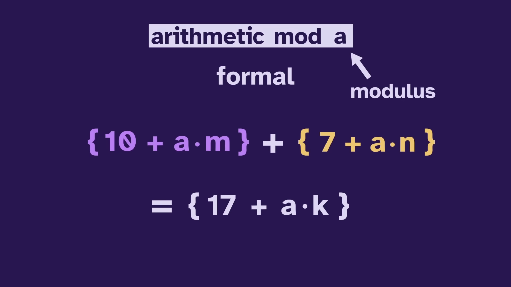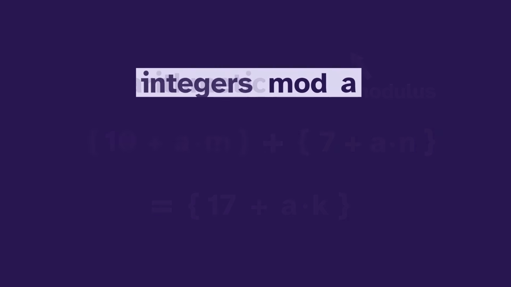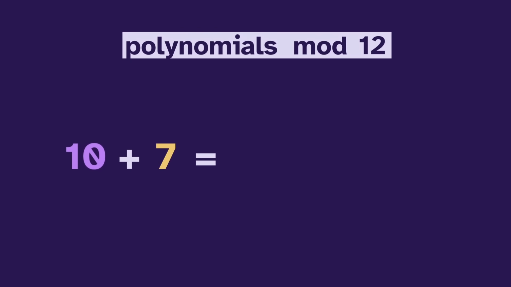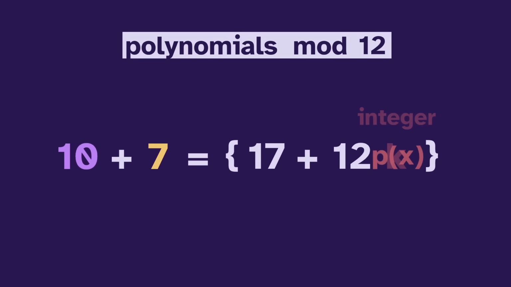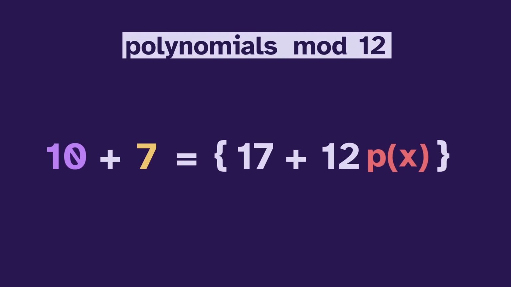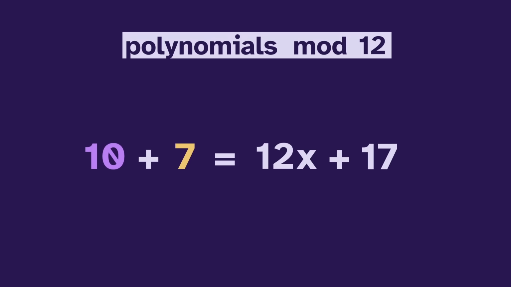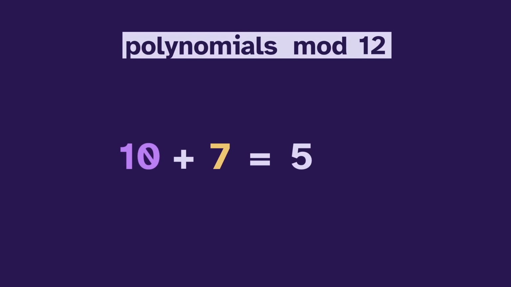And it's not just the modulus that can change, but also the system. Instead of using integers mod a, we can use the polynomials mod a. So with a dozen as the modulus, let's add 10 and 7. Instead of being 17 plus a dozen k, where k is an integer, we now have 17 plus a dozen p of x, where p of x is a polynomial. So this could be 12x plus 17, or 24x cubed minus 7, or simply 5.